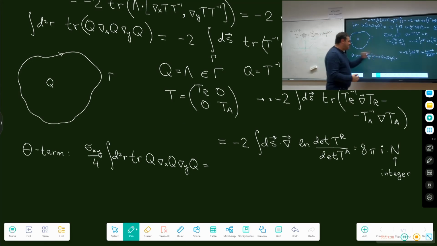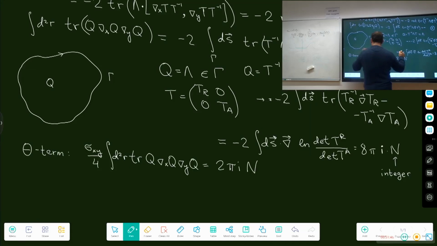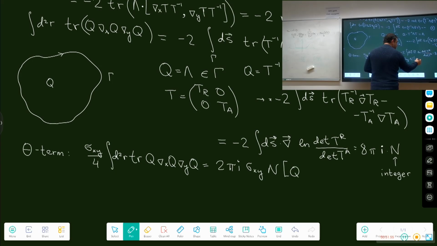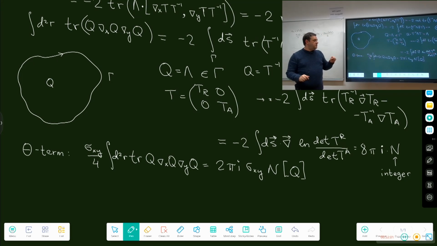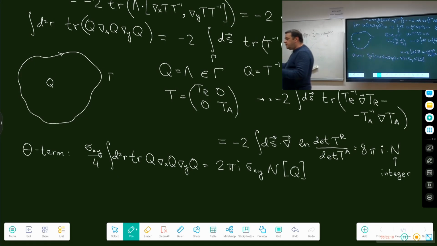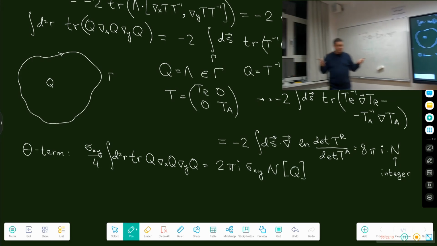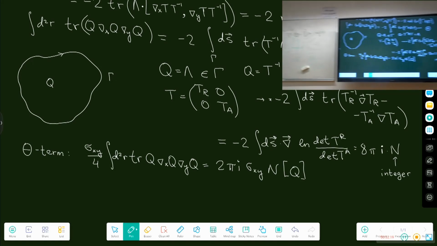Yeah. So this thing, I just know the correct answer, right? This thing should be 2 pi i times sigma xy, and then an integer number. And this integer number actually depends on the Q matrix. Depending on what your Q matrix does inside the sample, this whole integral can take any integer number. So there are configurations of Q that give you 0, configurations that give you 1 or -1 or 2 or -2 or any integer number. And in some context, this number is also called topological charge.